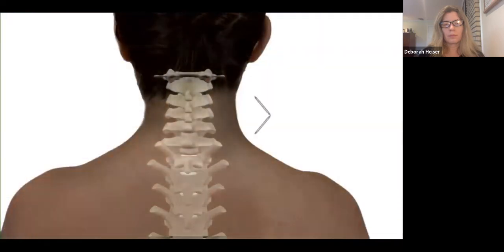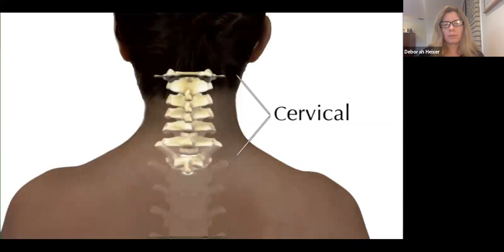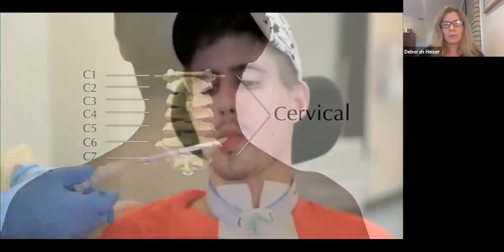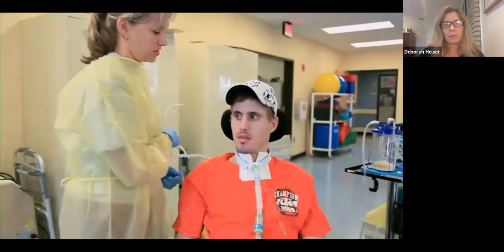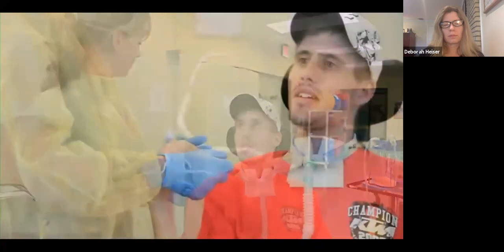The vertebrae are grouped into sections according to their location. For example, the 7 vertebrae in the neck are called the cervical vertebrae. The vertebrae are numbered top to bottom from the head to the tailbone. The top vertebrae is called C1, the next is C2, C3, and so on. Cervical spinal cord injuries usually cause loss of function in the arms and legs, resulting in tetraplegia, which is also called quadriplegia. The next 12 vertebrae are called the thoracic vertebrae.